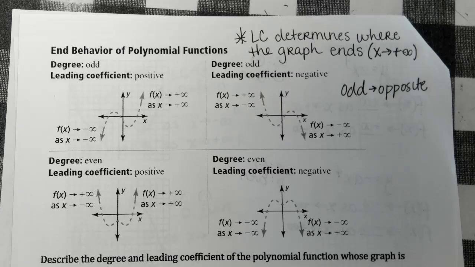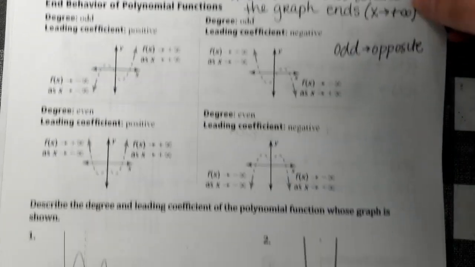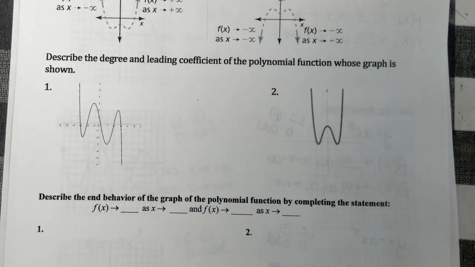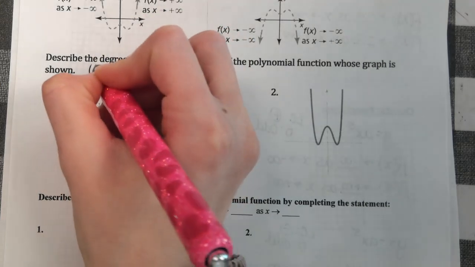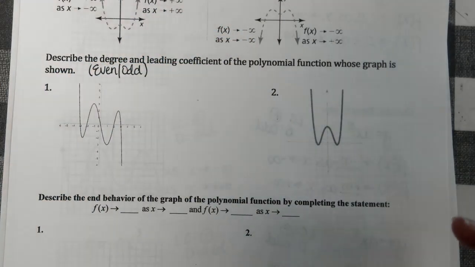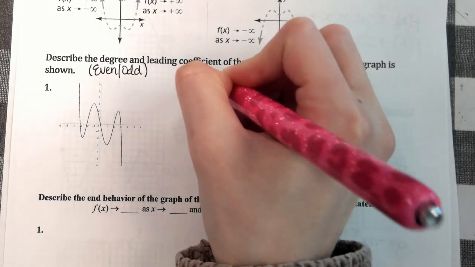Okay? So what we're going to look at is if I give you a graph, and I'm not asking you to tell me what the function is, and we're not copying the function down. I'm just giving you a graph, and I want to know, can you describe the degree and leading coefficient? Could you tell me if the degree is even or odd, just based off of the way the graph looks? And is the leading coefficient positive or negative?